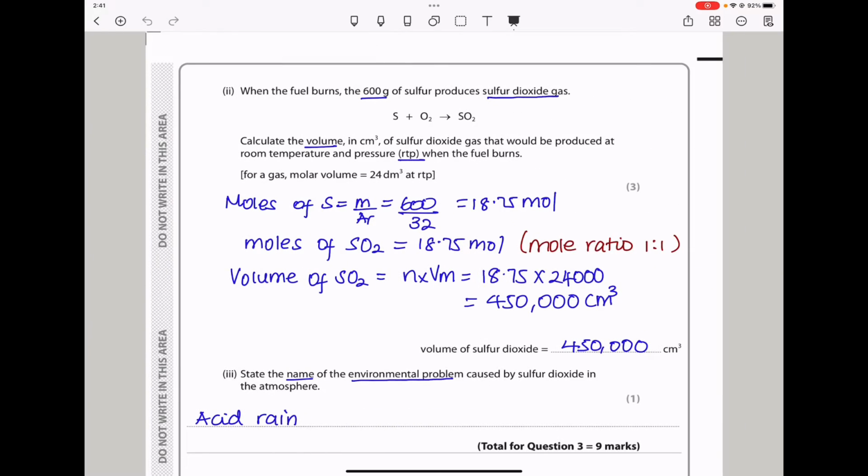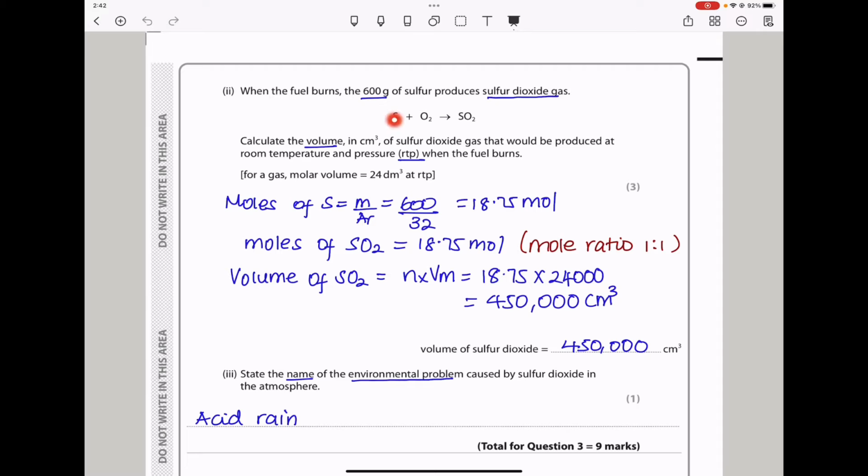Moving on. Here they say, when the fuel burns, the 600 grams of sulfur produces sulfur dioxide gas. We can see this is the equation. They say calculate the volume in centimeters cubed of sulfur dioxide gas that will be produced at room temperature and pressure when the fuel burns. They say for a gas, molar volume is 24 decimeters cubed at room temperature and pressure.